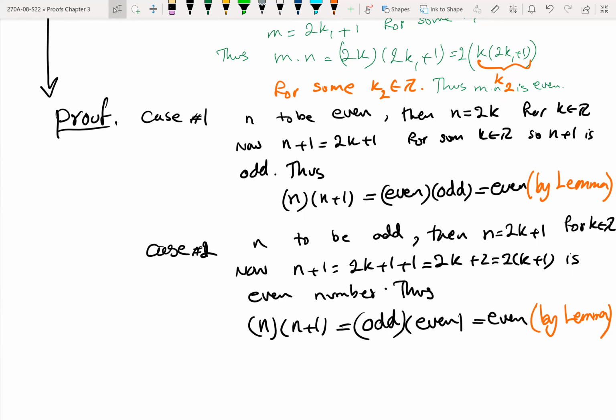Does it make sense? Can I move on to the next example? Any question here?